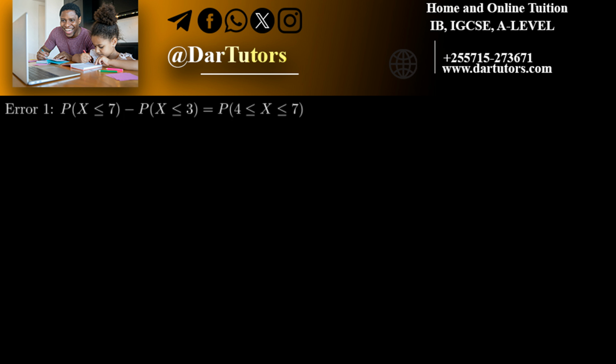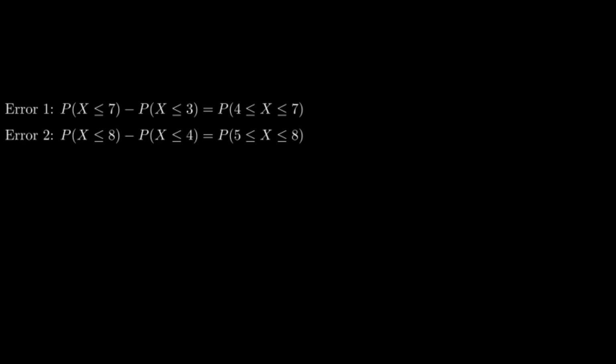Another common error is to misinterpret the upper bound. For example, calculating P(X ≤ 8) minus P(X ≤ 4). This would be P(5 ≤ X ≤ 8), which includes X equals 8. Our question said fewer than 8, so this is also incorrect. The key takeaway is to always convert strict inequalities into inclusive inequalities first, by carefully considering the integer values. This will ensure you use the correct bounds in your calculation.